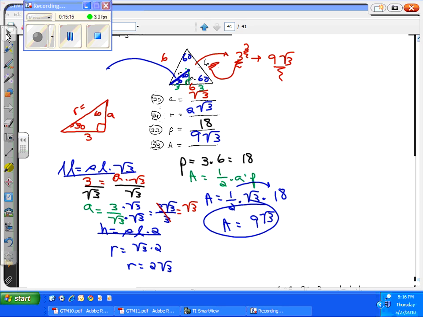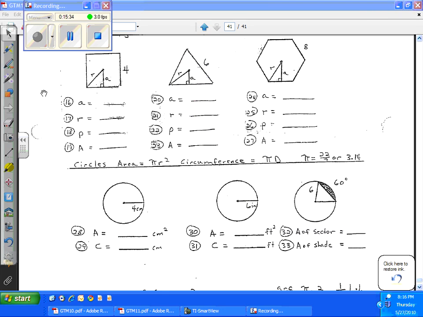You could have also used Heron's formula, which is a formula that you can use to find the area of a triangle if you know all the sides. But this is the regular polygon section, so it was nice to use the regular polygon formula, 1/2 apothem times perimeter. Okay?